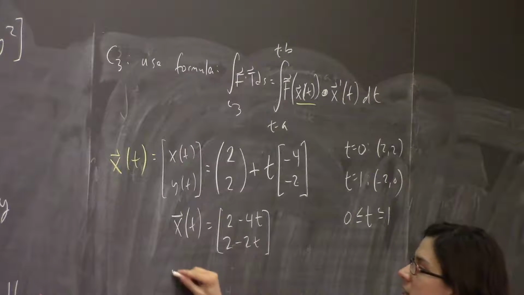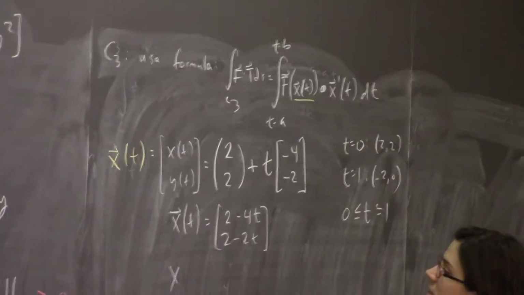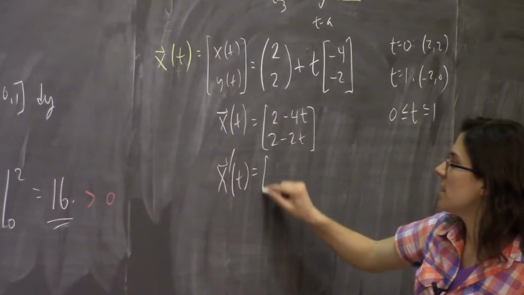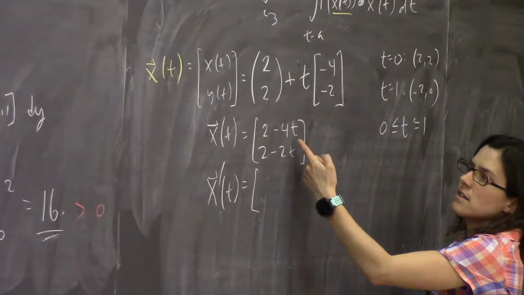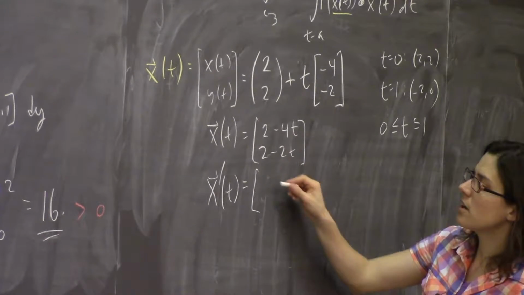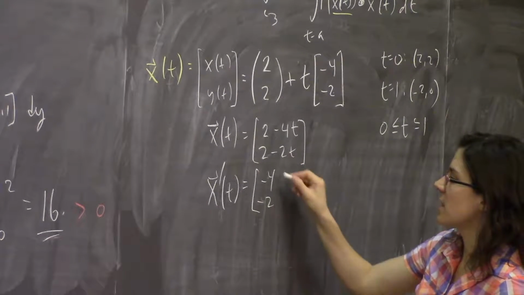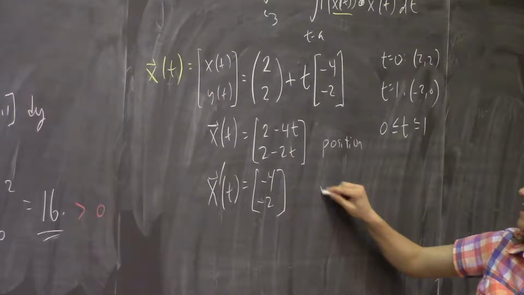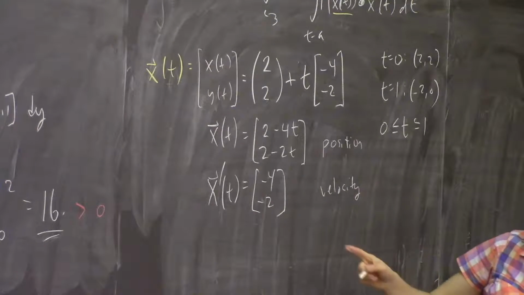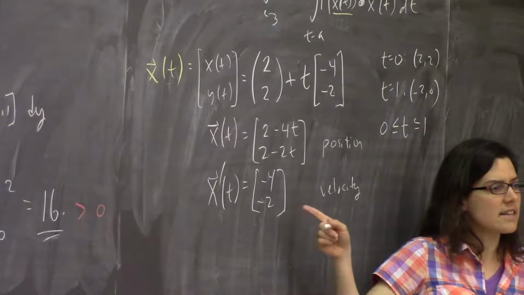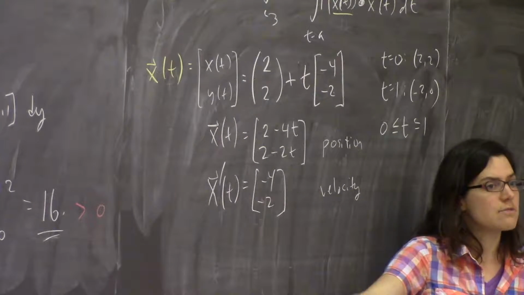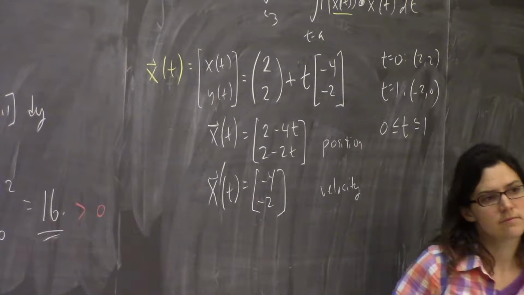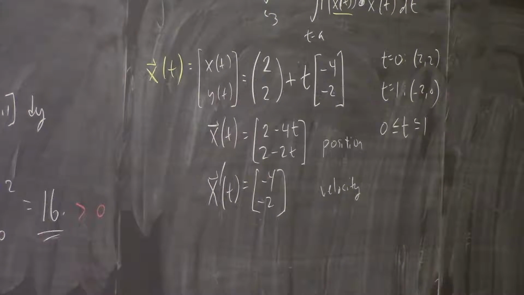And then we'll also need our direction vector, our velocity vector. So x prime of t is just the derivative of the first thing, which is negative 4, and the derivative of the second thing, which is negative 2. This one is our position, and the second one is our velocity. It shouldn't be too surprising that our velocity vector is negative 4, negative 2, because that's where we're going. We're going from 2, 2 to negative 2, 0 along negative 4, negative 2. Okay, so let's set this up then.